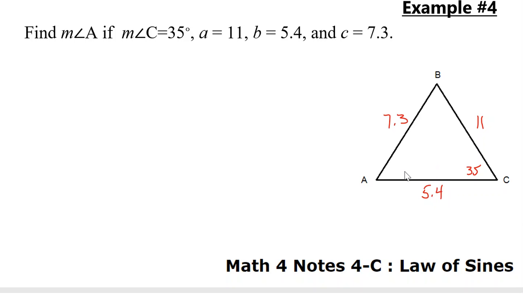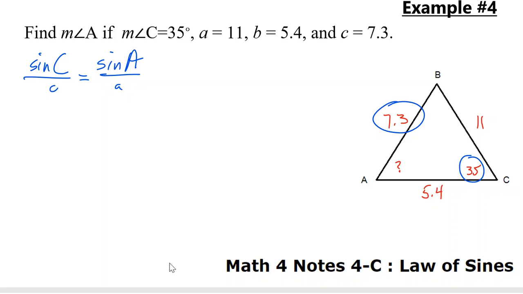Now, the thing is to find angle A, given all of this information. The one set that we can count on is the C's. I know what the angle is, I know what the little c is, so I can say sine of C over little c. And then it's A that we're chasing after, so I'm going to say sine of A over little a.